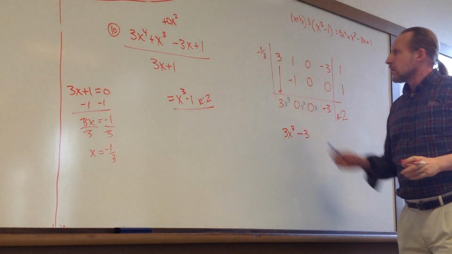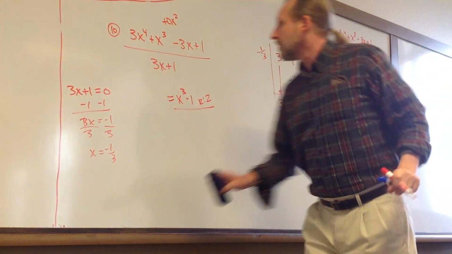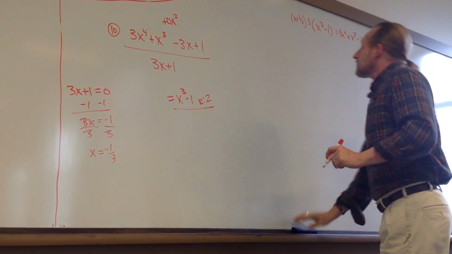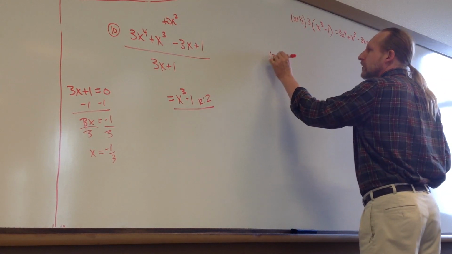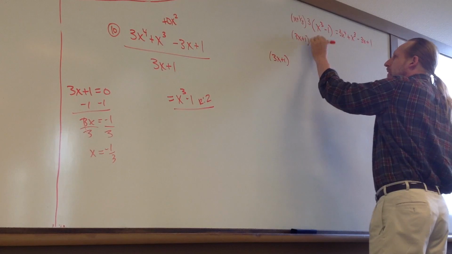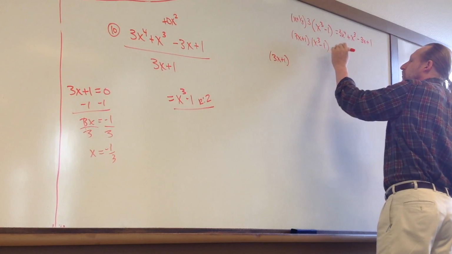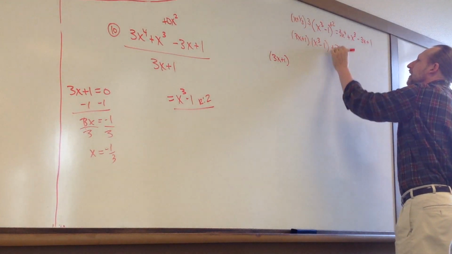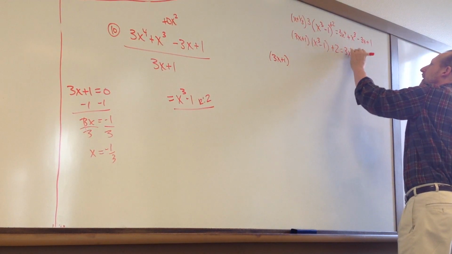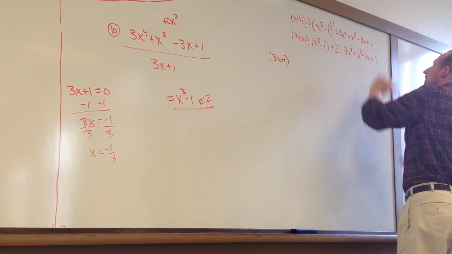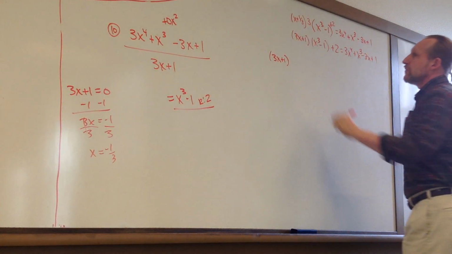Okay? So, let's check our answer here. So, we want to take 3x plus 1 times x cubed minus 1. And then add, oh, I left off the remainder here. Yeah. Add on our remainder, and then that'll give us what we started with.